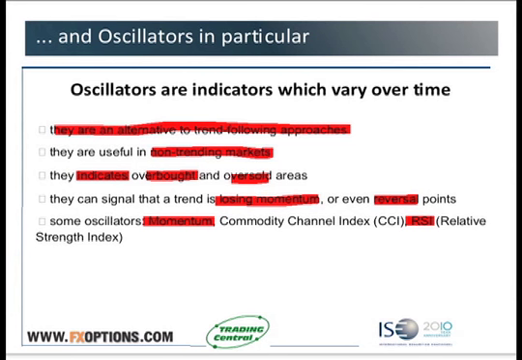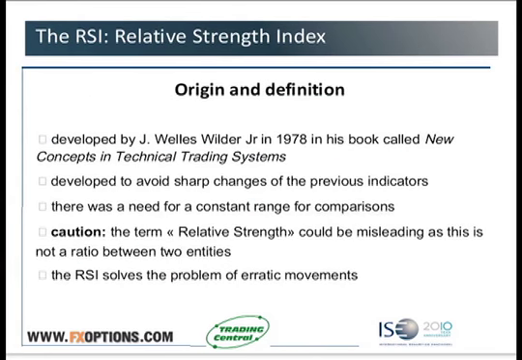But the momentum has some drawbacks. It is not capped by boundaries, so you can't really know when it is oversold or overbought. That is its main drawback, and that's why the RSI was developed by Welles Wilder Jr. in 78 in a famous book. You can read it if you want to go deeper on the subject: New Concepts in Technical Trading Systems.